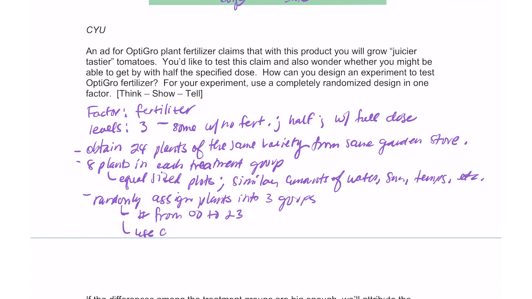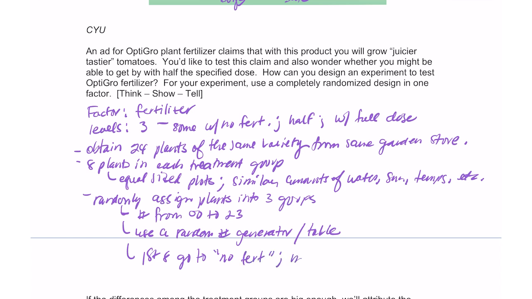So use a random number generator, like Google has one, or just a table. Okay, looking again at 2 digits at a time, and the first 8 will go to the first treatment group. So they get no fertilizer. The next 8 go to half, and then the last 8 go to the full fertilizer.